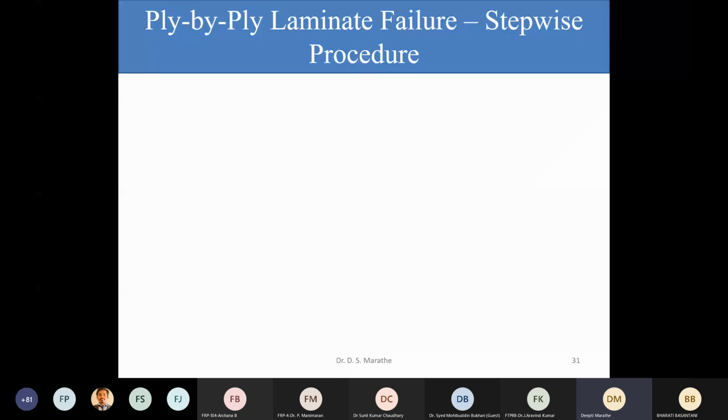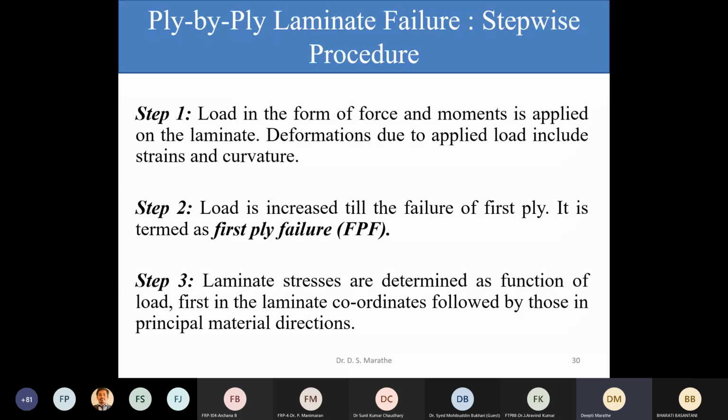We are taking a laminate, which is a stack of a number of laminas. Load is applied to this in terms of either force or moment. Then the deformation is in the form of mid-plane strains or curvature. Now, depending on the orientation of the lamina or the ply, here ply is nothing but a single lamina, whichever is weaker due to its particular orientation with respect to the load is going to fail first. So that is the first ply failure.